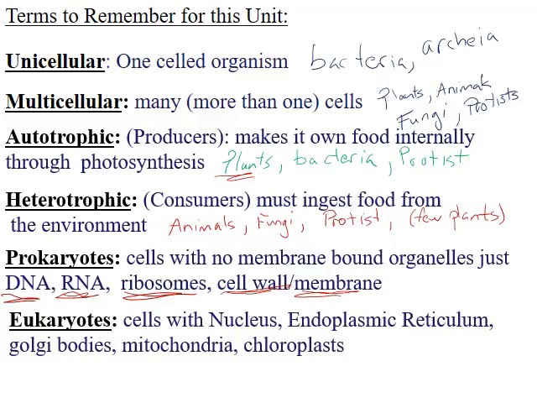Eukaryotes, on the other hand, are organisms whose cells do in fact have a nucleus, an endoplasmic reticulum, a rough endoplasmic reticulum, the Golgi bodies, mitochondria, or chloroplasts. Keep in mind, if it's a chloroplast, it's probably a plant. Animal cells don't have chloroplasts because we don't do photosynthesis. All those organelles we studied about first semester.